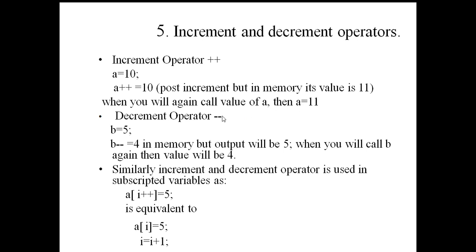11. Decrement operator: b-- is 5, b-- equal to 4 in memory, but output will be 5. So b will become 4 in memory, but output will be 5. When you call b again, the value will become 4. So the initial value of b will be 5 only, later that is decremented and assigned back to b. That's why the value of b will become 4 after this operation, that is post decrement operation.